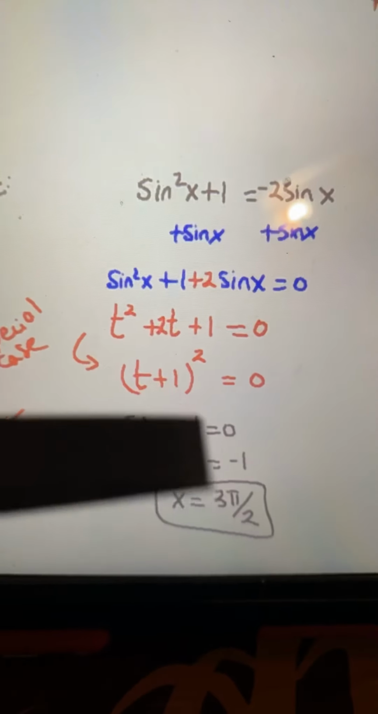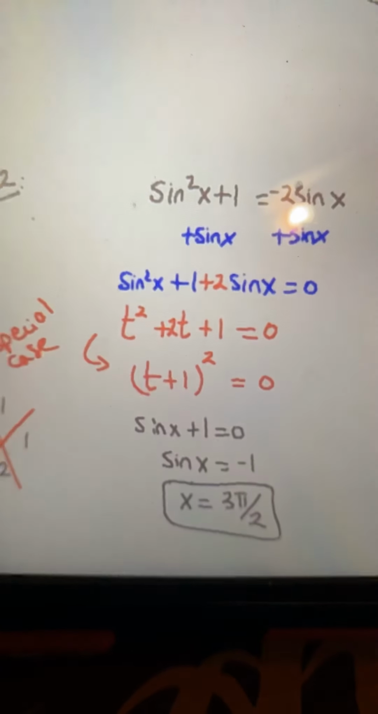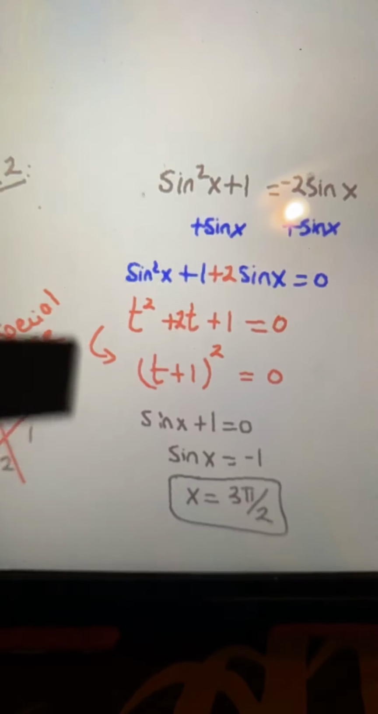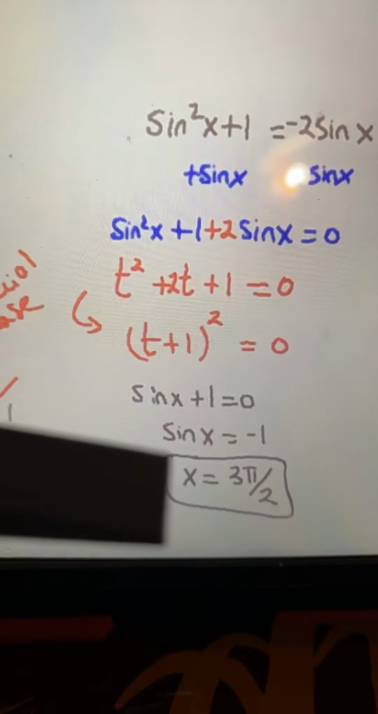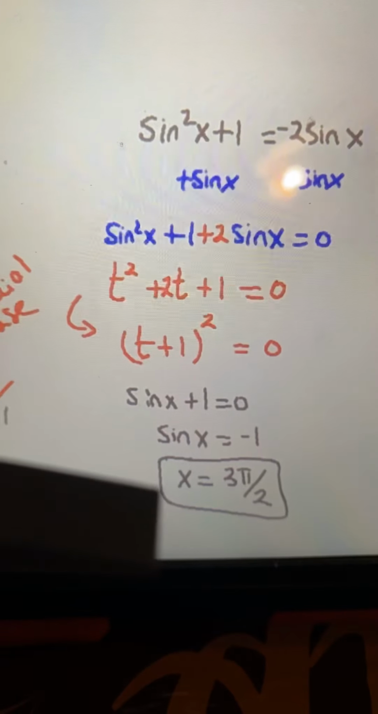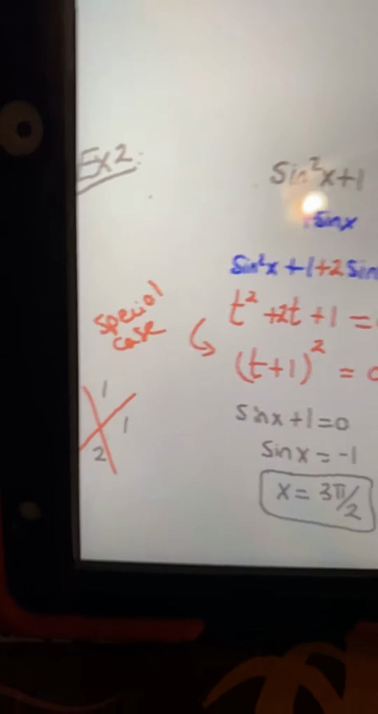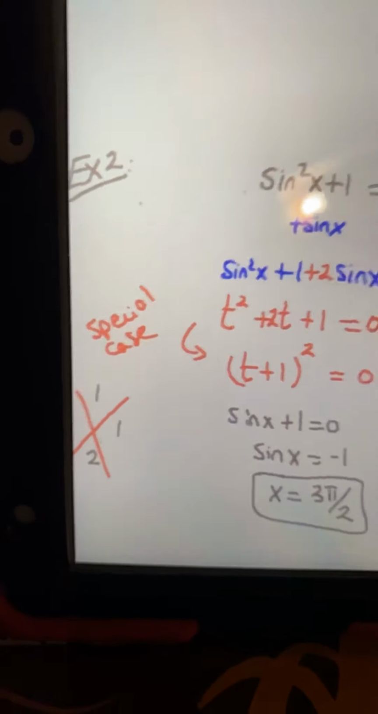So sine plus 1 squared equals 0. That means sine plus 1 equals 0 if you square root both sides. And sine x equals negative 1, and the angle that has sine equal to negative 1 is 3 pi over 2. Again, this is a special case. If you didn't see it, you can use the X method, but as we talked in class, you definitely need those special cases before you move on to the next math class. Okay, and this is the special case. I see it right here, so I factor it out.